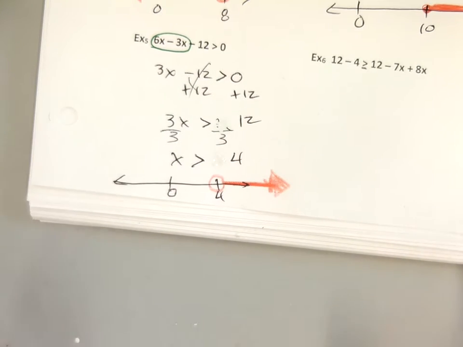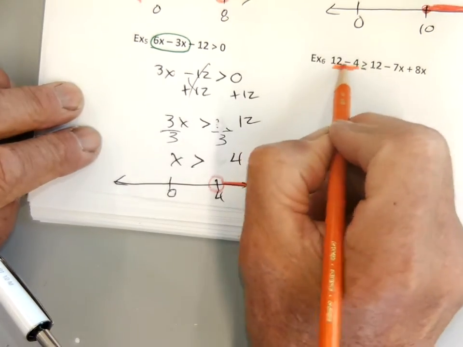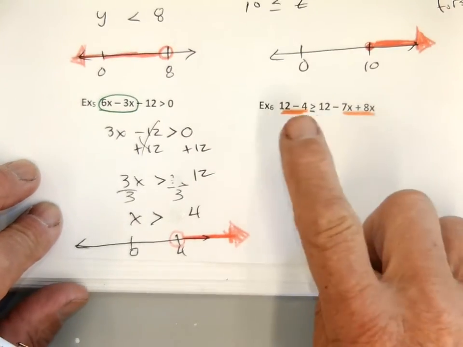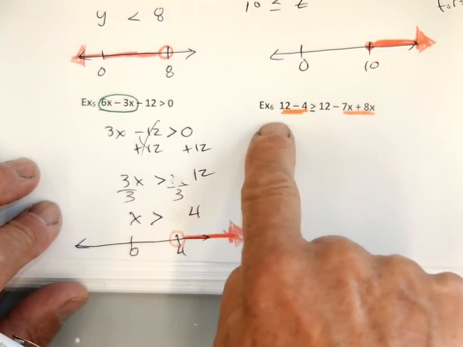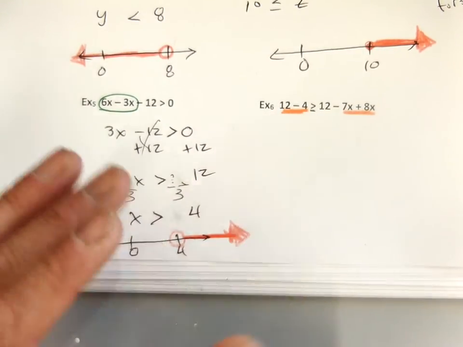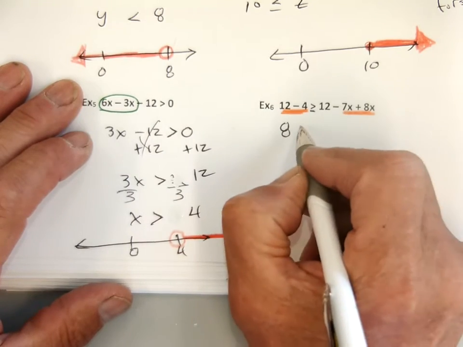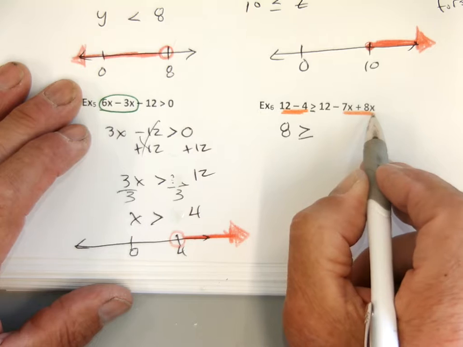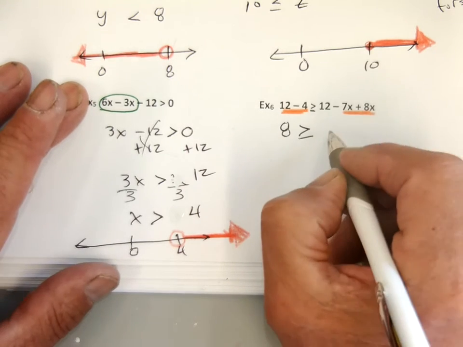Okay, example 6. Oh, what a mess. When I say what a mess, I've got some tidying up to do. I need to tidy that up and tidy that up, right? So 12 minus 4 is 8, right? Everybody agree with that? 12 minus 4 is 8. Greater than or equal to, and then a negative 7x and a positive 8x is a 1x.